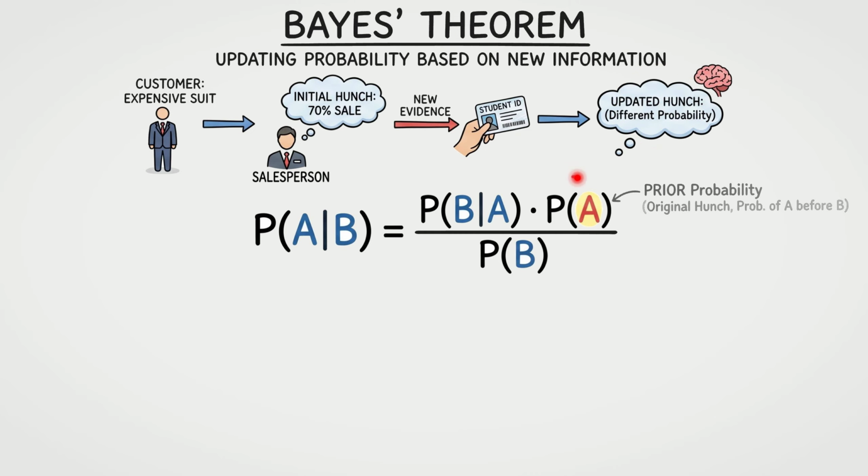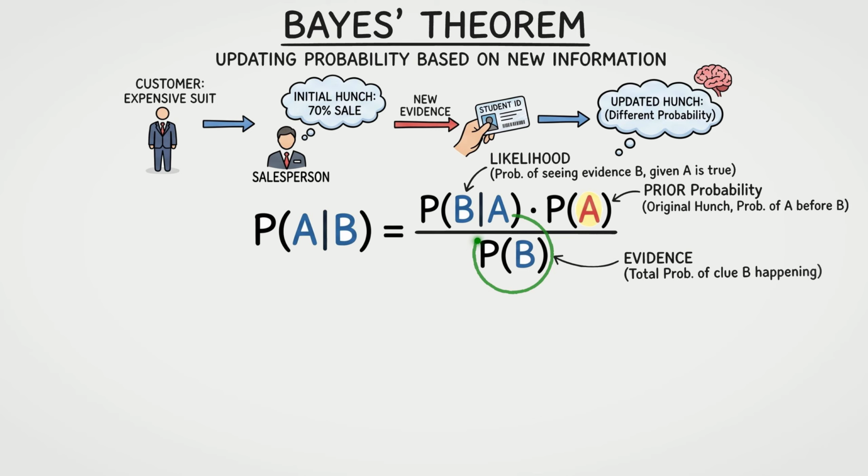We always start with our prior probability, which is P of A. Think of this as your original hunch before any new evidence was introduced. Next, we multiply that by the likelihood, or P of B given A. This part asks a crucial question. If our initial hunch was actually true, how likely were we to see this specific piece of evidence? We then divide that by the evidence, P of B. This is the total overall probability of this clue showing up under any circumstances at all.